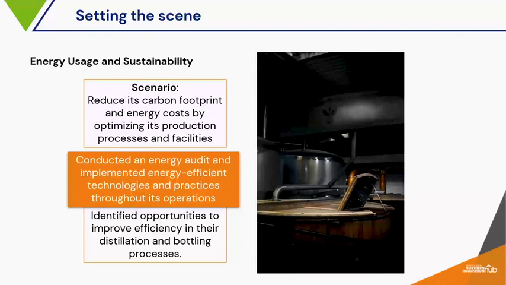conducting an energy audit and implementing energy efficiency technologies and practices throughout their operations. For example, investing in higher efficiency equipment, condensers, boilers, and implementing measures to optimize resources such as heating, cooling, or lighting systems in the facilities. And as a result of all of these measures, they can reduce their energy consumption and carbon emissions, leading to cost savings and environmental benefits.